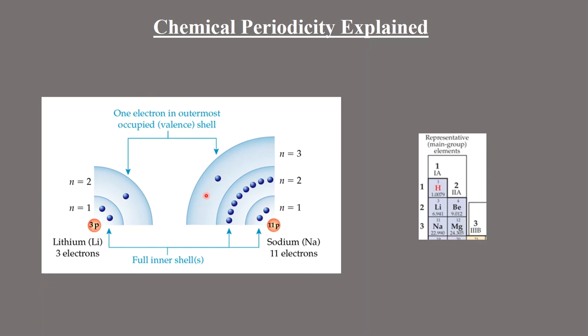The outermost occupied shell of an atom is called the valence shell or valence orbit. According to Bohr, similar chemical properties of lithium and sodium are due to this similar valence shell electron configuration. Both lithium and sodium have 1 electron in the valence shell, and that is the reason they exhibit similar chemical properties in a chemical reaction.